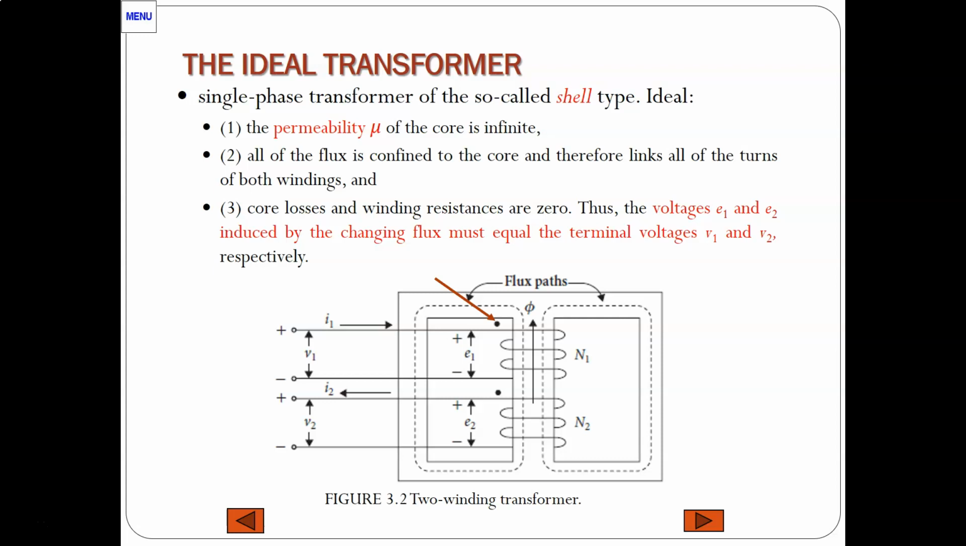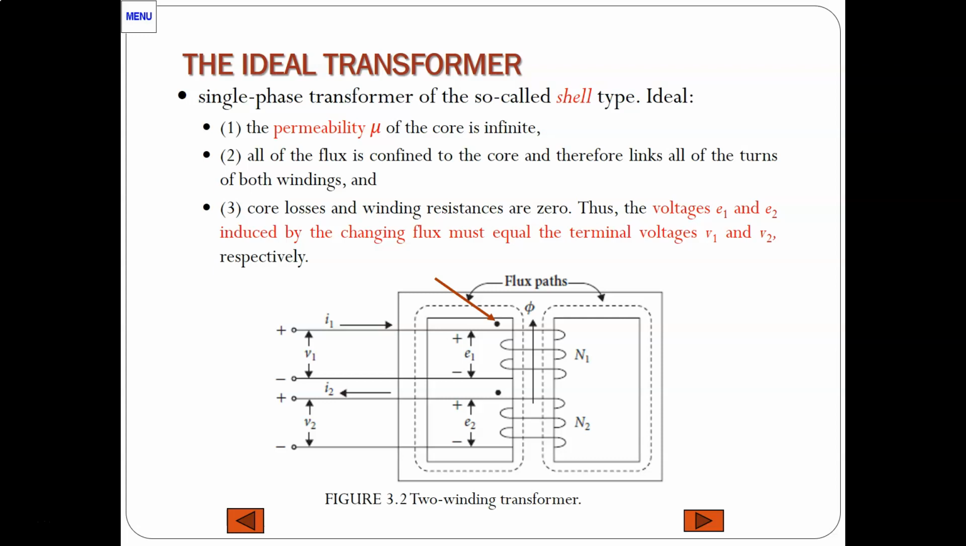When we talk about the ideal transformer, there are three important aspects that you need to know about. First, the permeability of the core is infinite. We talked about that a little bit earlier, but here it is infinite. Second, all of the flux is confined to the core and therefore links all of the turns of both windings. And thirdly, the core losses and winding resistances are 0.